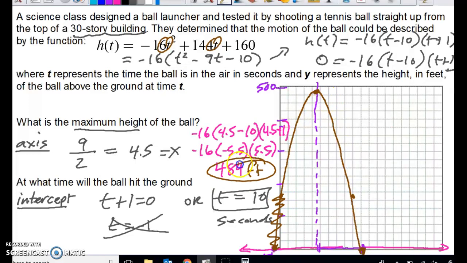484 feet is the highest point in the flight. It hits the ground at 10 seconds again. So again, pretend like this is a building. I shot a lot harder, it looks like, and it finally lands on the ground over there.